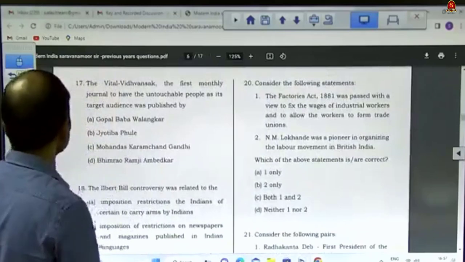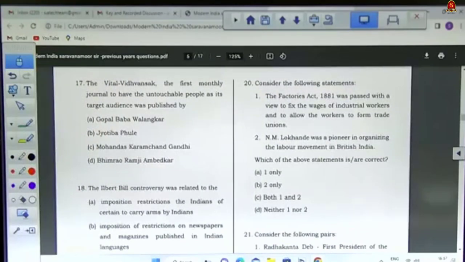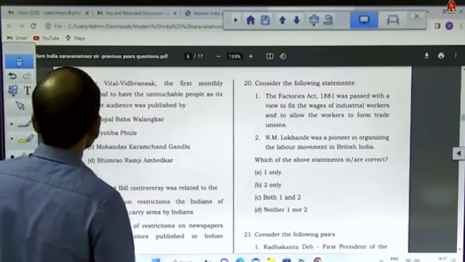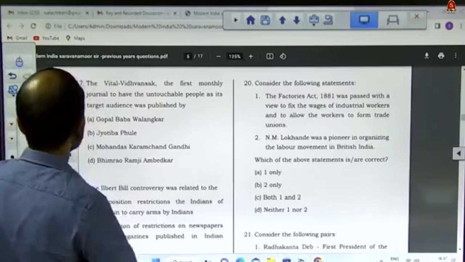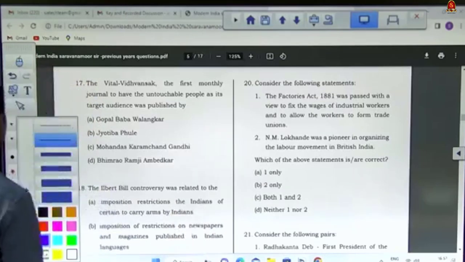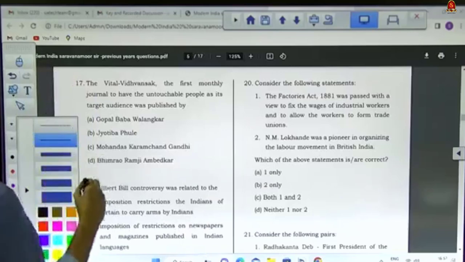Next, 17th question. Vithal Vidhwansak. It's a Marathi word, I think. The meaning is destroyer of Brahmanical ideas, destroyer of rituals. Right? Destroyer of Brahmanical rituals.